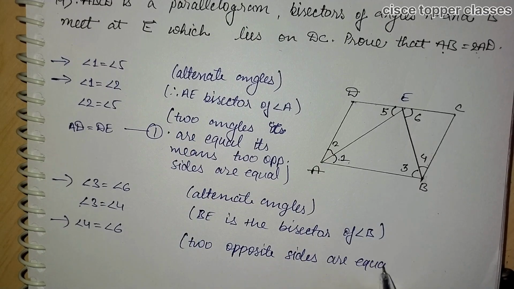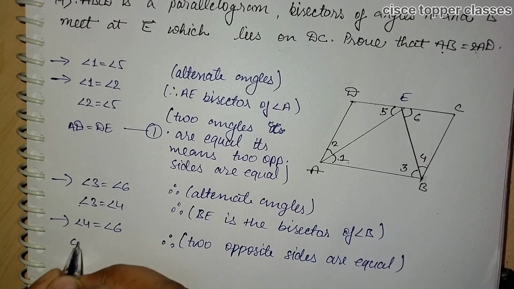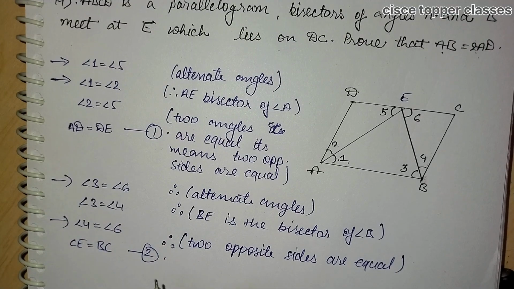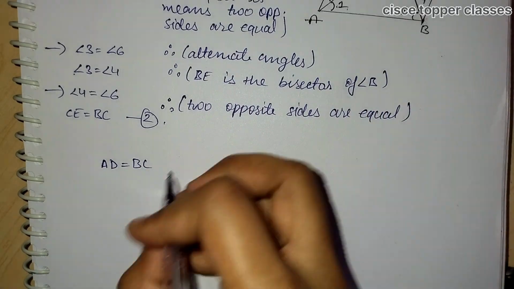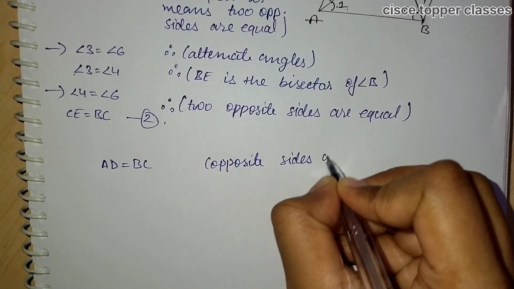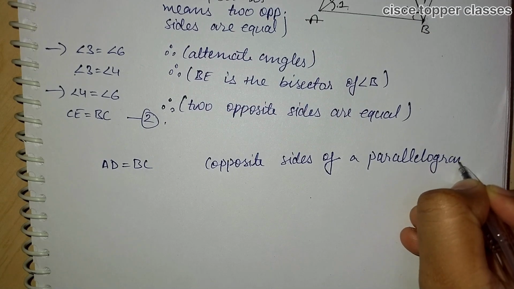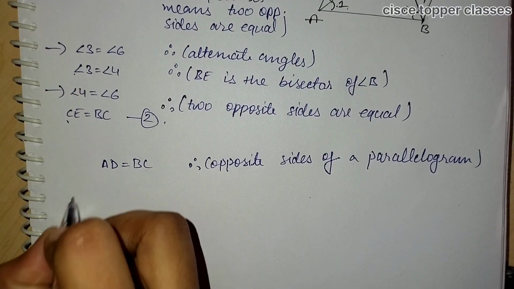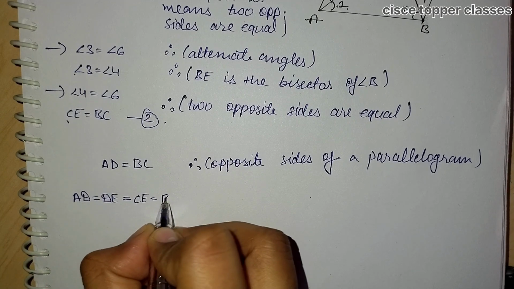From there we can write CE is equal to BC. Let us call it the second one. Now, as AD is equal to BC because these are opposite sides of a parallelogram, we can simply write that if AD is equal to BC, then CE is equal to DE. Means AD is equal to DE, DE is equal to CE, and that is equal to BC.